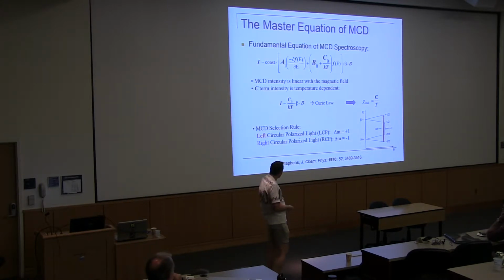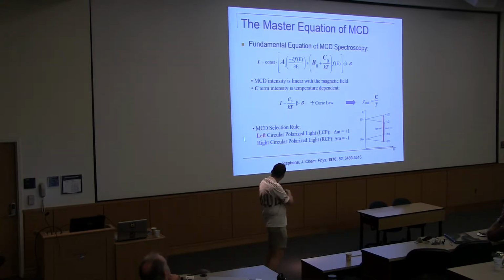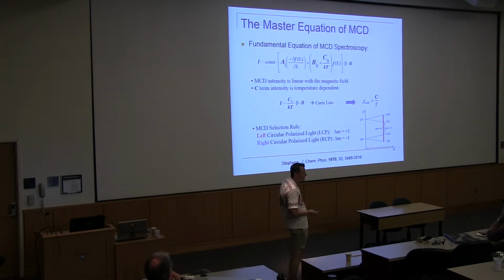Right? Then we have transitions where now the change in the magnetic quantum number could be either +1 or -1. And that relates here to the MCD selection rule. So the left circular polarized light follows a change in the magnetic quantum number of +1. So in this case, from the -1/2 to the +1/2 component. And then for the right circular polarized light, the change in the magnetic quantum number is -1. So this is the MCD selection rule.